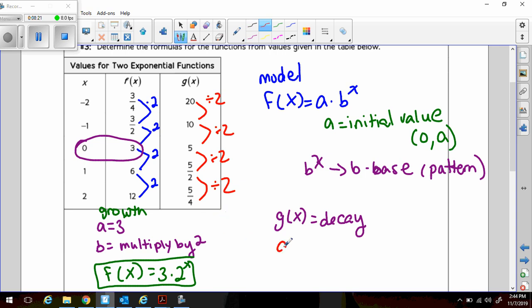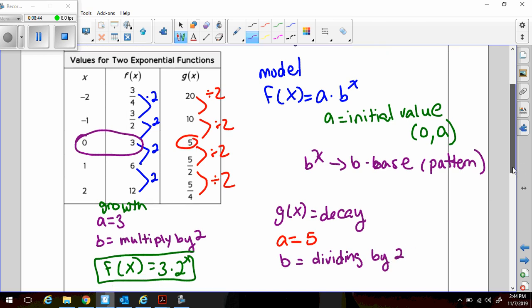My a is still initial. This is when our x is 0. So when our x is 0, my a is 5. And my b is the same. In this case, we're going to be dividing it by 2. So dividing. Instead of multiplying by 2, dividing by 2, which means it's going to be 1/2.